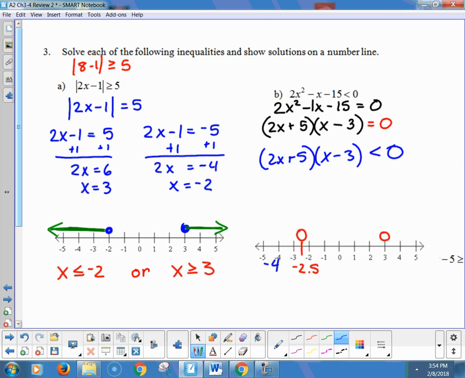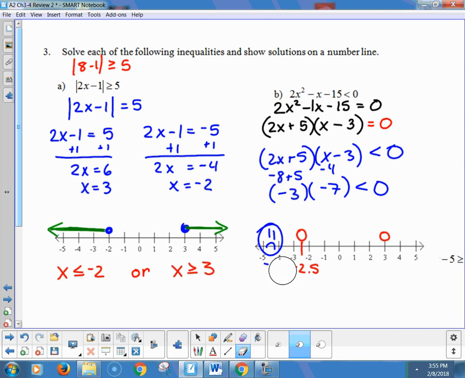So if I test negative 4 in here, I get negative 8 plus 5, so negative 3 times negative 7. Is that less than 0? And no, it is certainly not. So this area over here fails.